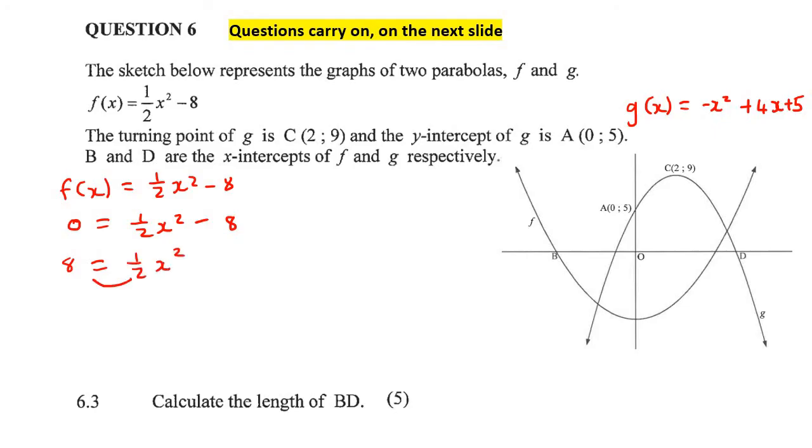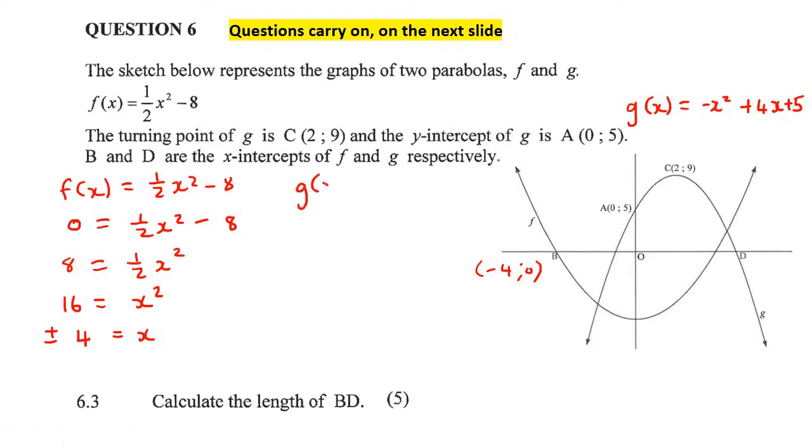Multiply that. You can multiply this 2 across, or you can say 8 divided by half, whatever you prefer. It's both the same. And now we take the square root, and remember you always say plus and minus. Okay, so that one has x-intercepts at plus and minus 4. So that means that b would be negative 4 and 0. And then this point here, which they haven't labeled, we don't have to go fill that point in. So there we go. Now, let's go do g.